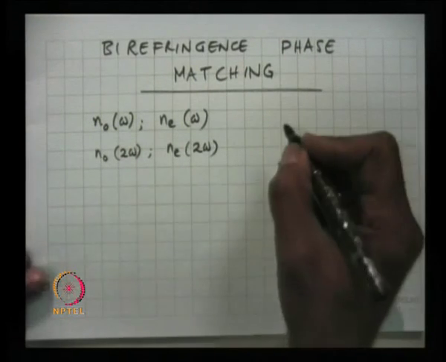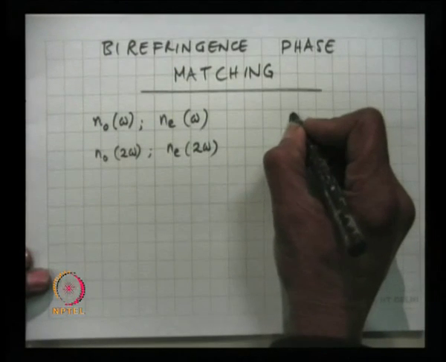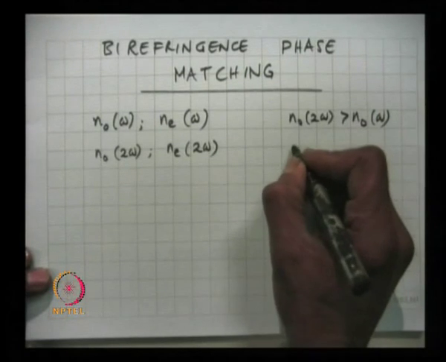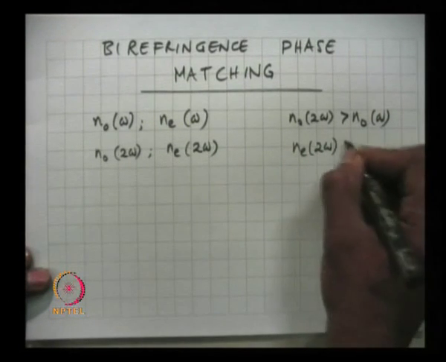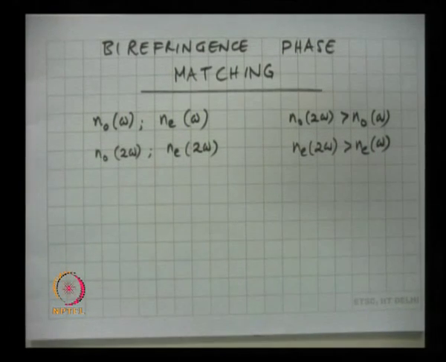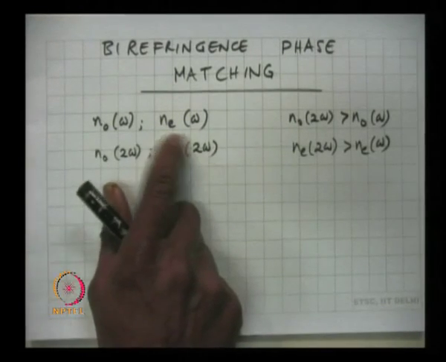Now remember, because of dispersion, NO of 2 omega is greater than NO of omega, and NE of 2 omega is greater than NE of omega. As you increase the frequency, the refractive index increases. Now, between NO and NE at one frequency, there are kinds of positive and negative uniaxial crystals. So let me look at a negative uniaxial crystal in which NO is bigger than NE.